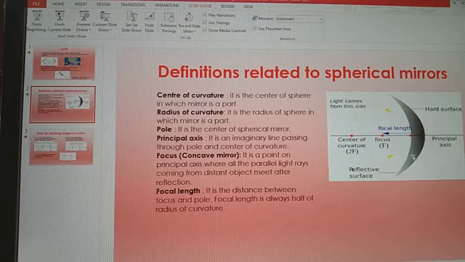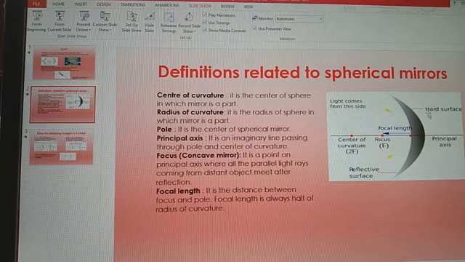Then how to define focus? For a concave mirror, light rays which are incident on the mirror will get reflected back, so that parallel light rays meet at a point on the principal axis. So for a concave mirror, it is a point on the principal axis where all parallel light rays coming from a distant object meet after reflection. After reflection, the parallel light rays actually meet in a concave mirror.